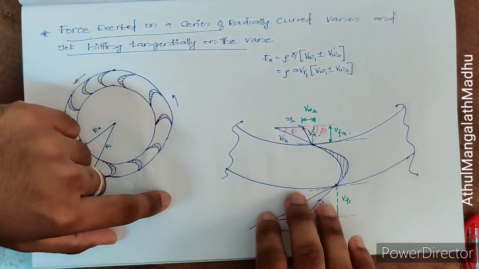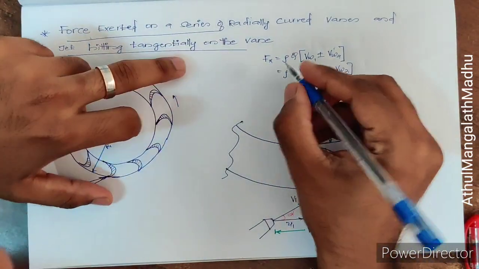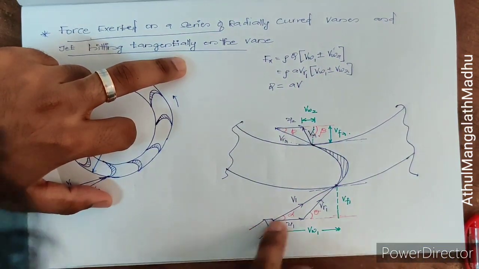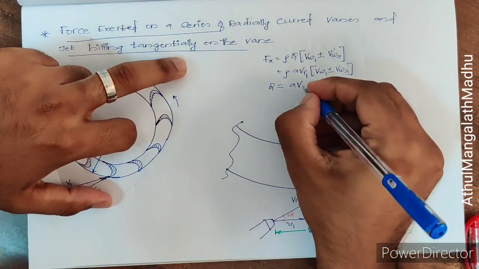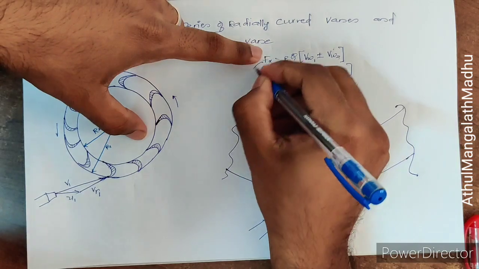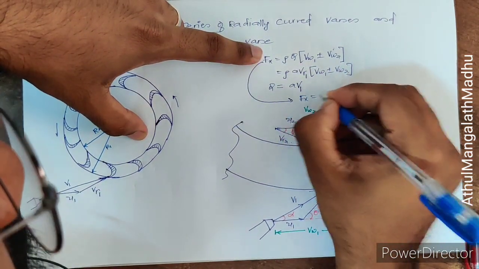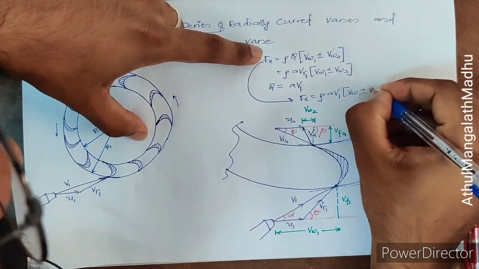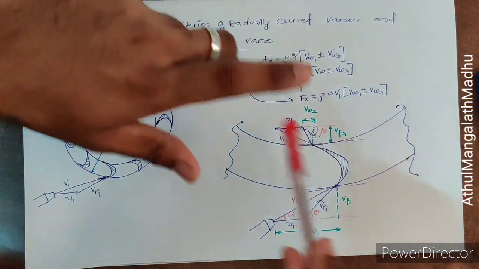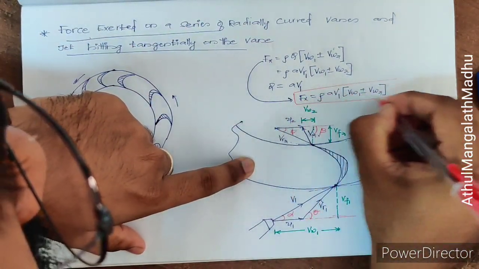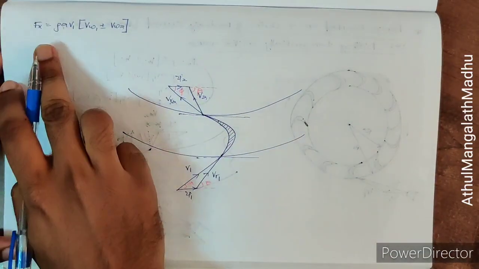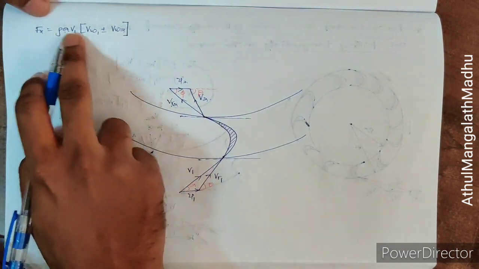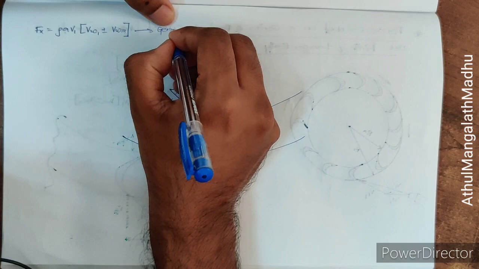But here, when you have a series of jets going like this, you have to substitute discharge equal to area multiplied by the actual velocity. Here the jet's absolute or actual velocity is v1, so you have to substitute v1. So this equation gets modified as Fx is equal to rho into a into v1 into vw1 plus or minus vw2. That will be the equation for your force, no doubt for that. This is the most general equation.